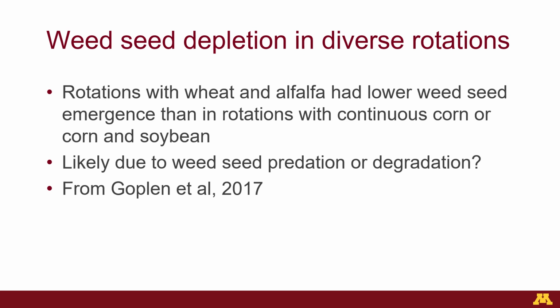A recent study in Minnesota examined the effect of rotation on giant ragweed seed emergence. They discovered lower levels of weed seed emergence in wheat and alfalfa as compared to corn and soybean. These results show that rotations with wheat and alfalfa are less favorable to giant ragweed emergence and contribute to seed bank depletion. The seed bank depletion is likely due to factors such as weed seed predation or degradation.